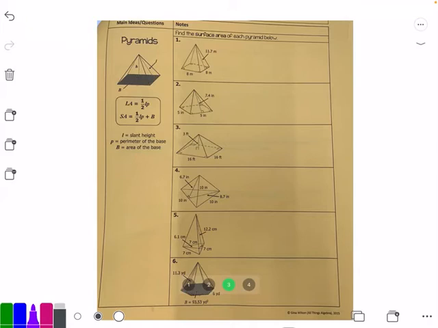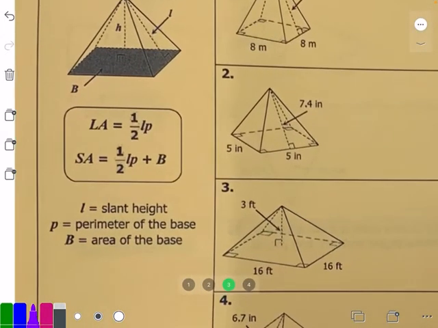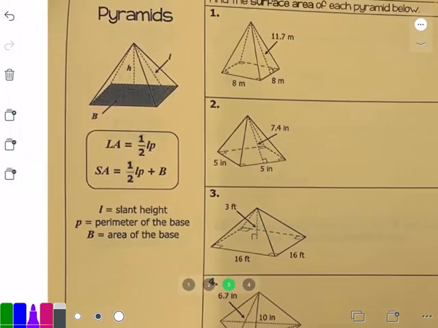Okay, more surface area, guys. Today we're going to deal with pyramids. So a lot of triangles are going to be happening, and because of the triangles, that's why we have a 1/2 in our formula. 1/2 times the slant height, so no longer a vertical height, a slanted height, times the perimeter of the base, and then the area of the base, because the base can change in shape.